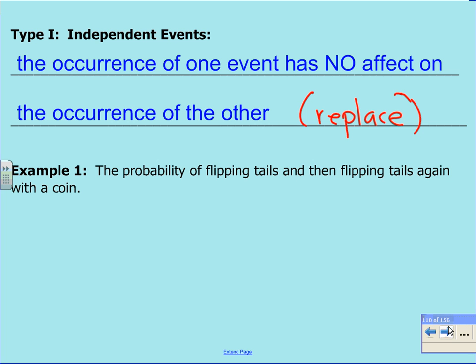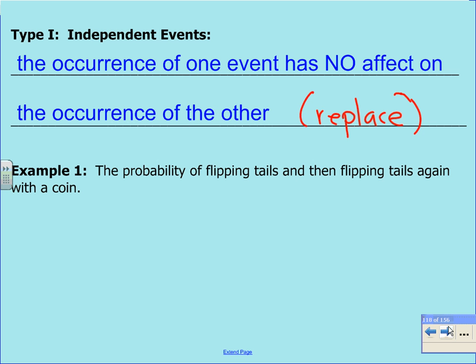So hold on one second, Annalise. In parentheses, I put the keyword replace. If it's an independent event, of course you have to use your common sense and think, do these probabilities have anything to do with each other? If they don't, if they're completely independent of each other, okay, it's independent, and you'll see that keyword replace. You put something back. So keyword replace is always going to be an independent event.